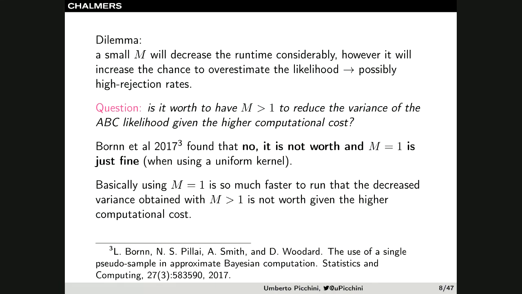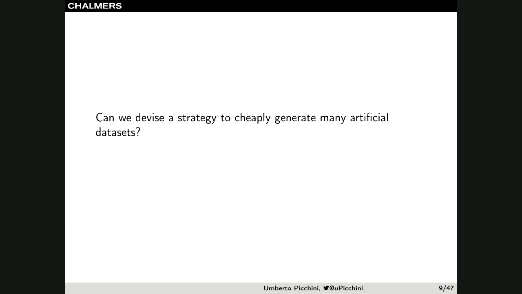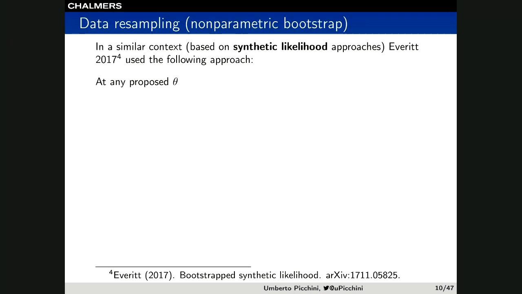Can we actually do something about this? Can we devise a strategy that allows us to generate many artificial data sets at low cost, and therefore keep the variance of the likelihood smaller than usual? So there is an obvious way to do this, and we're going to consider the pros and the cons of this approach, which has been used by Richard Everitt in a paper where a bootstrapping approach has been used within a synthetic likelihood algorithm.